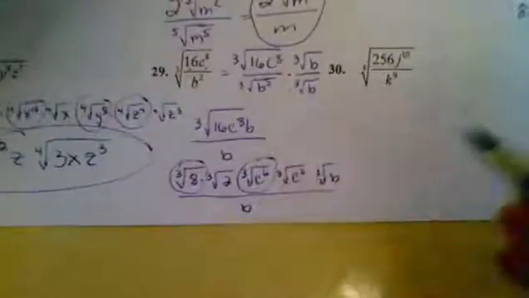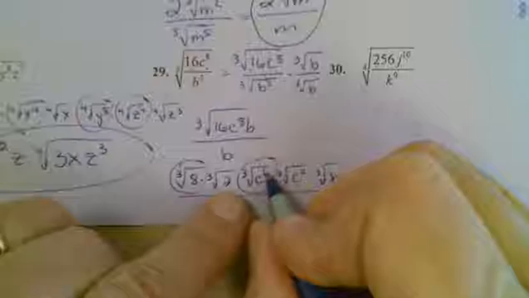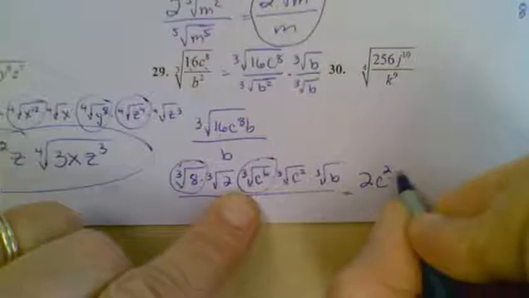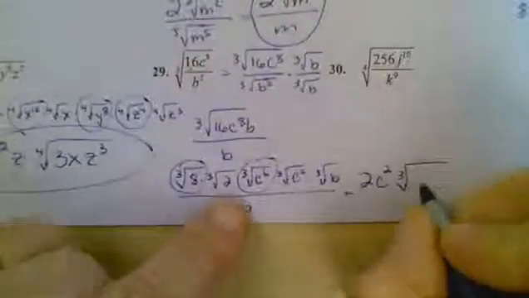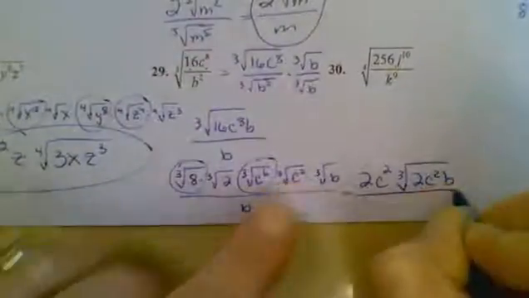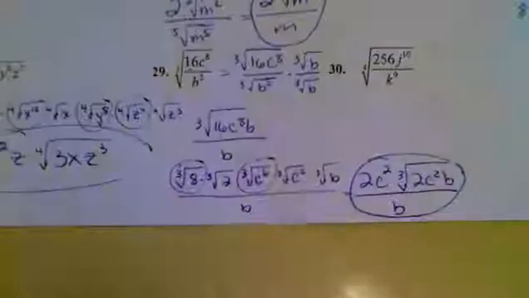So I end up getting a 2. C to the 6th cubed root of that would be c squared. And now what's under the cubed root is a 2, a c squared, and a b. In the denominator, I still have my b that I rationalized earlier.